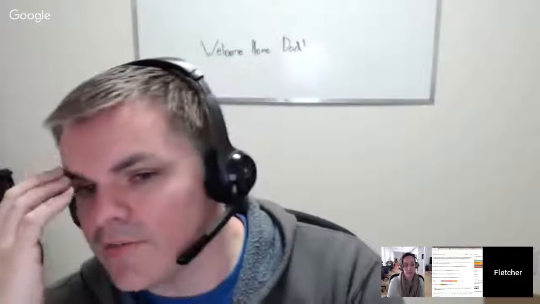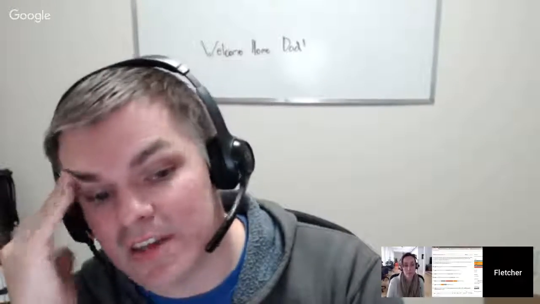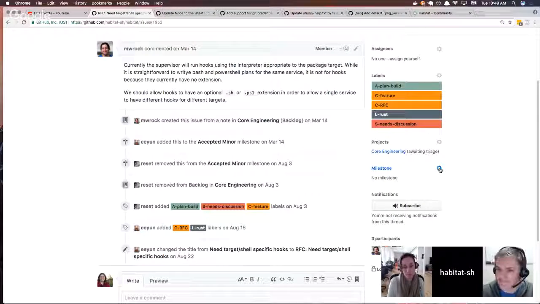Cool. All right. Need target / cell specific hooks. Yeah, I agree with this one. I wish we had done this out of the gate. If we had put .sh on the end of our run and health check, we would know a lot more about how the supervisor could invoke it without falling back to that shebang line. I think we can even do this as new functionality and fall back to an old behavior. So it would be super nice to have that.